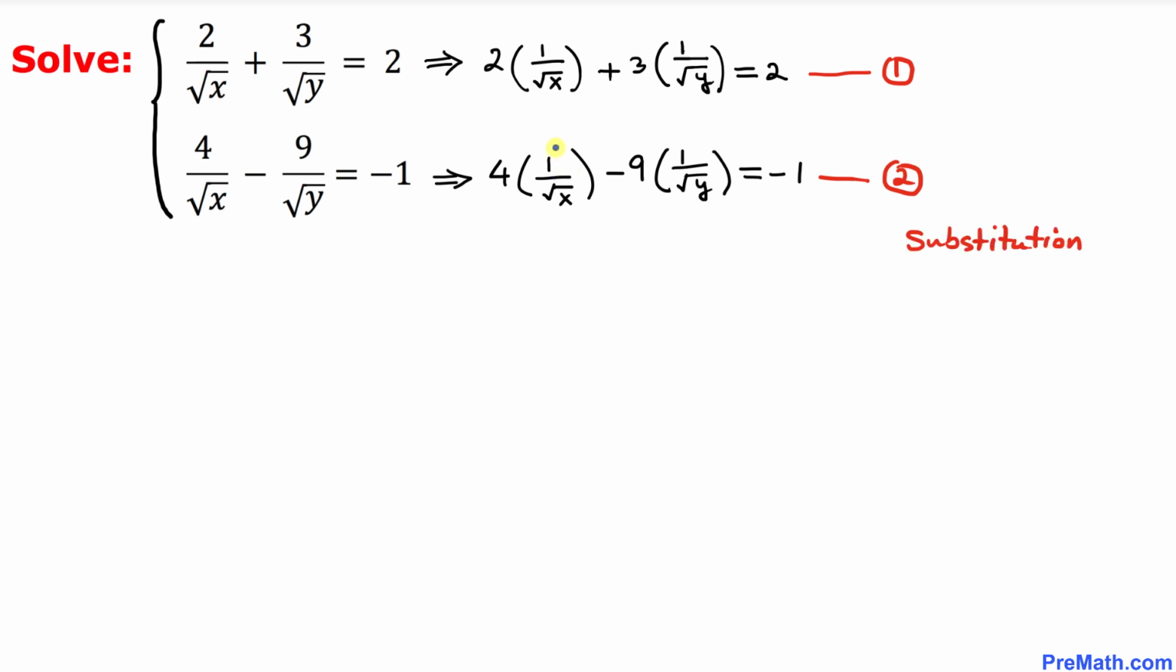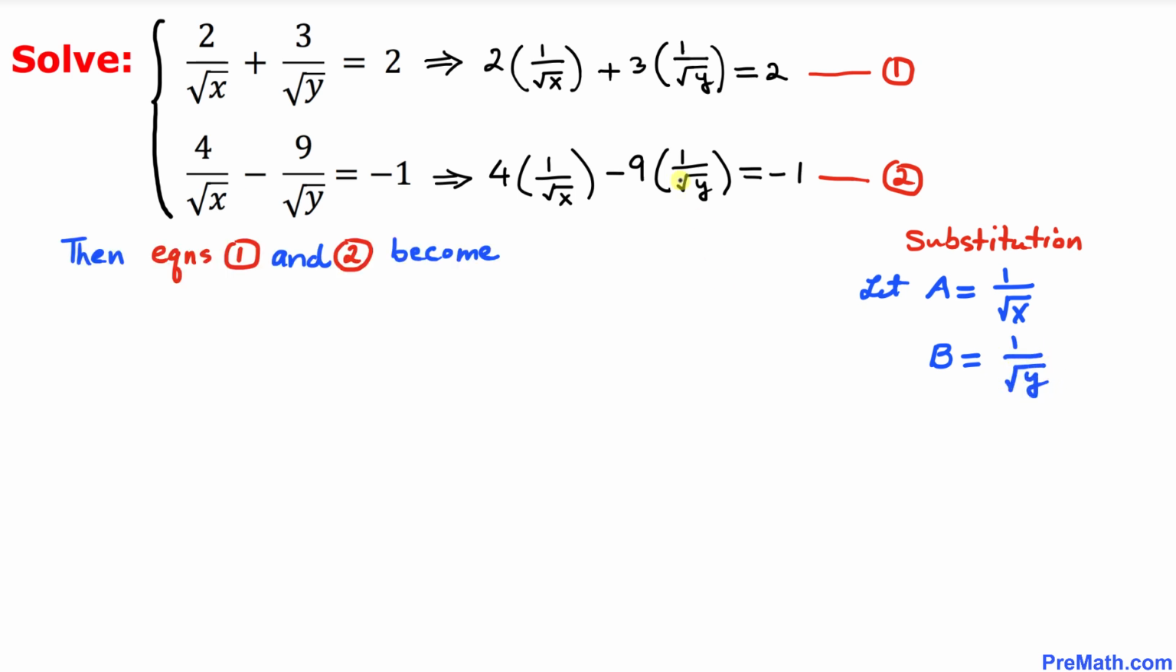Now in order to make our job simpler, let's make a substitution. I am going to call 1 over square root of x as A, and 1 over square root of y as B. So let's suppose that A is 1 over square root of x, and likewise B is 1 over square root of y. Then our equations 1 and 2 simply become 2a plus 3b equals 2, and the second equation becomes 4a minus 9b equals negative 1.